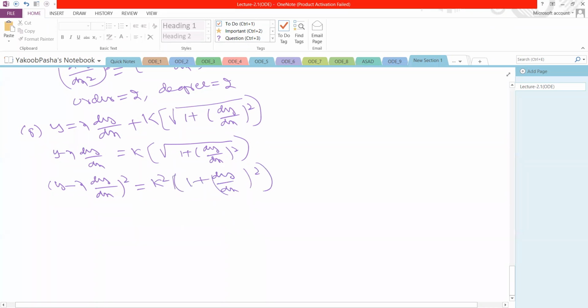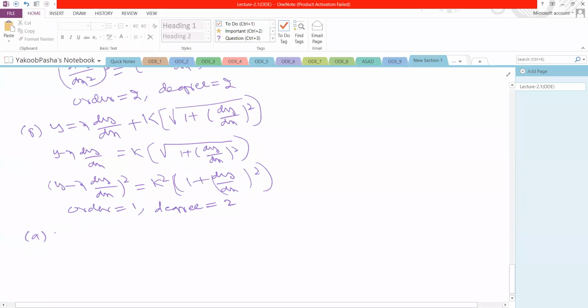Okay. So while expanding y minus x dy by dx by using a minus b whole square formula, we'll get dy by dx whole square term, not d square y by dx square term. So the order, maximum derivative is 1 and its power should be 2. So order is equal to 1 and the degree is equal to 2. And I am taking another example.